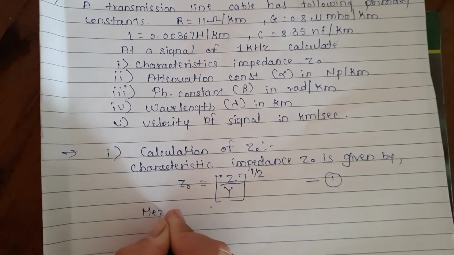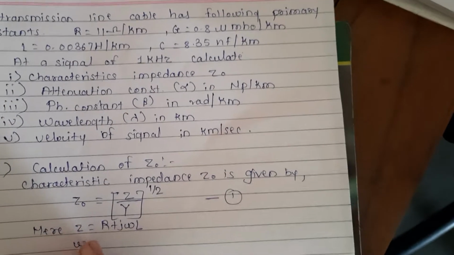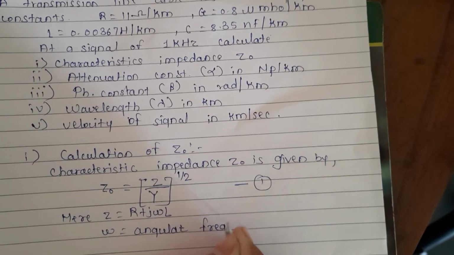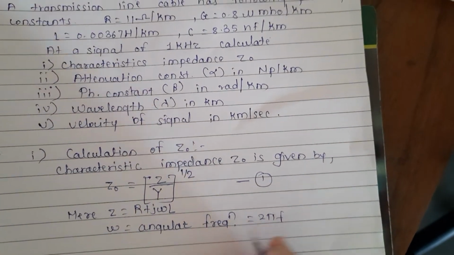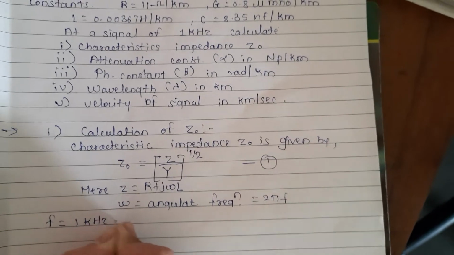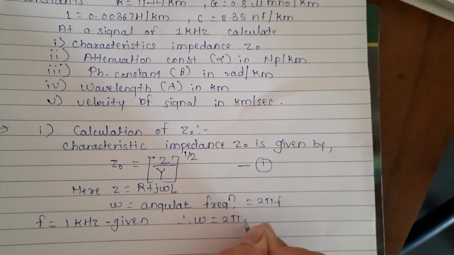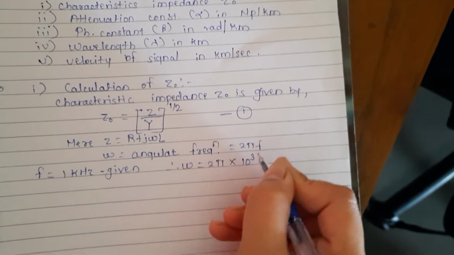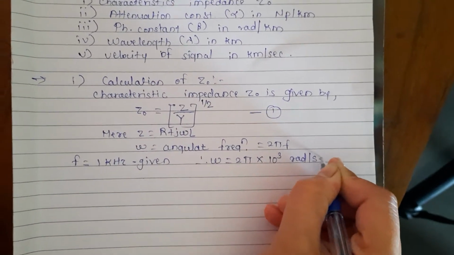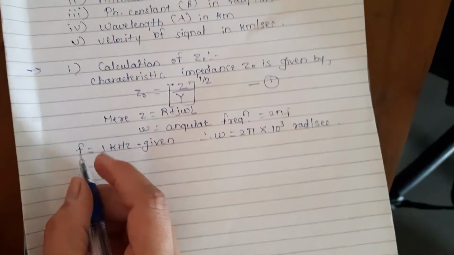Here Z is equal to R plus j omega L, and omega is equal to angular frequency, which is 2 pi f, and given frequency f is equal to 1 kilohertz. Therefore omega is equal to 2 pi into 10 raised to 3 radian per second. This is angular frequency.